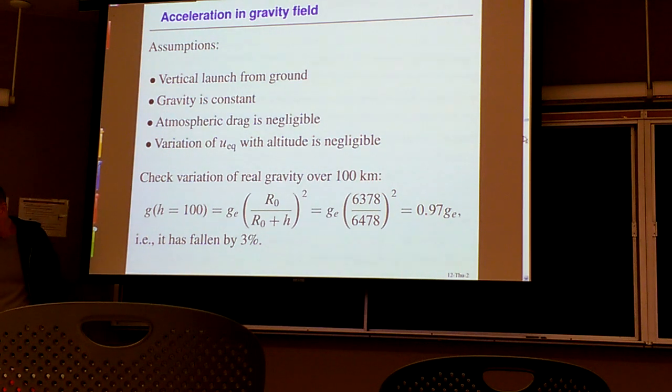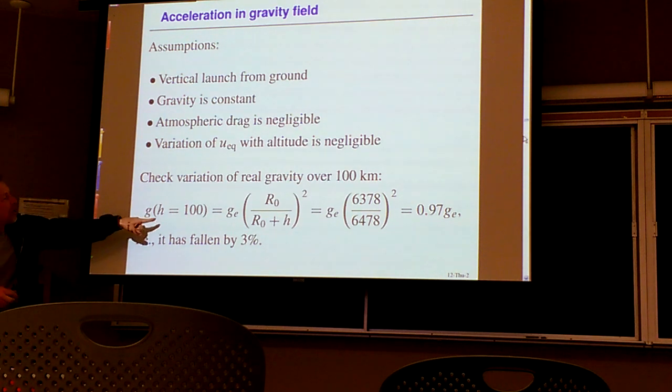So here's the assumption. If we just do a vertical launch from the ground, we'll assume constant gravity, so that would be appropriate for a first stage, where it doesn't go that high. Because of course, if you're getting up to orbital altitudes, say a couple hundred kilometers, gravity has dropped by a few percent. So it's not an overarching effect, but the variation of gravity with altitude is something you have to take into account.